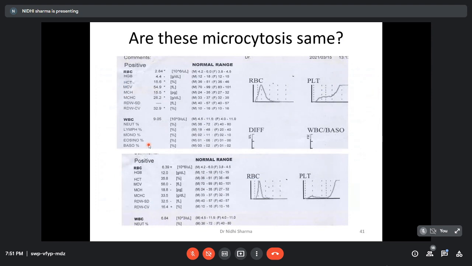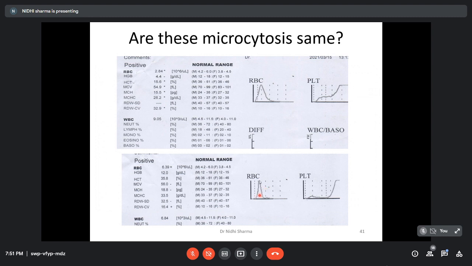Now look at these two graphs. Just concentrate here. So clearly what is happening is that my graph has shifted to the left. So I'm dealing with a microcytic population. And what is happening in this case? Again, my graph has shifted to the left, and again, I'm dealing with a microcytic population. But then if you look at these two graphs, which both depict microcytosis, do these graphs look the same? There is something strikingly different in these two graphs.